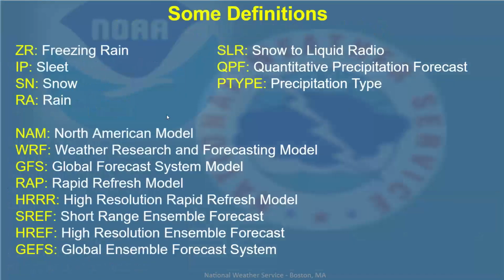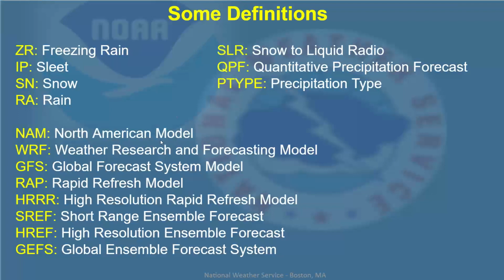Some definitions, you'll see some of these abbreviations on the slides tonight: ZR being freezing rain, IP, which is sleet, SN, snow, and RA, rain. When we talk about SLR, we're talking about snow to liquid ratio, which is traditionally 10 to 1, so 10 inches of snow for every 1 inch of liquid. QPF is a quantitative precipitation forecast. Just think about that as a liquid precipitation forecast, and P-type obviously is precipitation type.